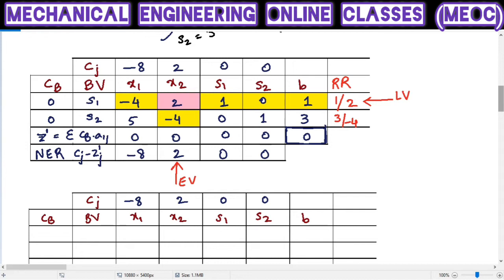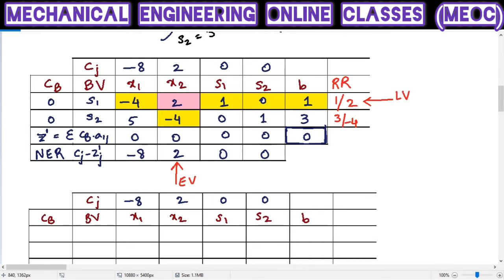The simplex algorithm always tries that at every table we can read the values of basic variables without any further calculation, and we can also straight away read the value of the corresponding z. So what logic helps us read the value of S1 straight away, the value of S2 straight away? In this first table, just look at it.